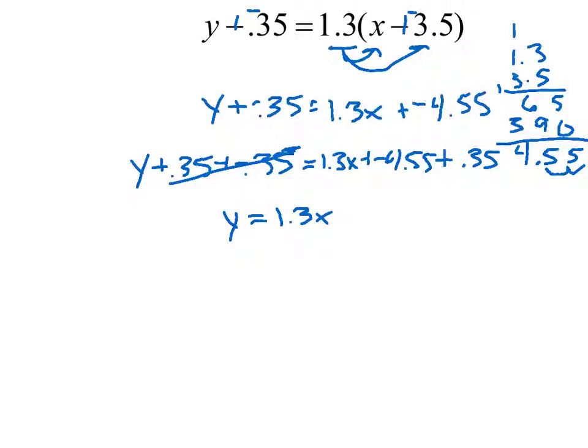However, combining our constants, negative 4.55 plus positive 0.35. The thing that immediately jumps out to me here, and this is one of those details we have to be careful about, I'm adding a negative and a positive, which means I actually need to subtract and take the sign of the larger number. I immediately identify negative 4.55 as the larger number. That tells me two things. Number one, my answer is going to be negative. Number two, when I do the subtraction, the 4.55 needs to be on top.